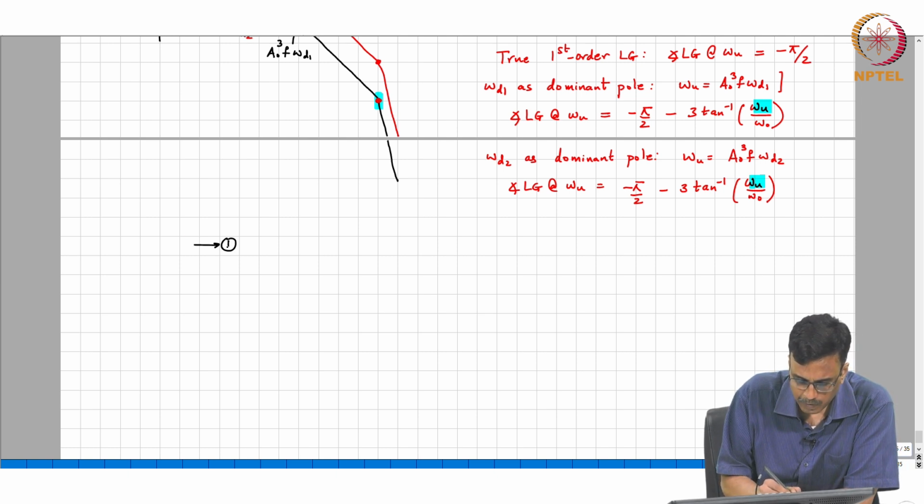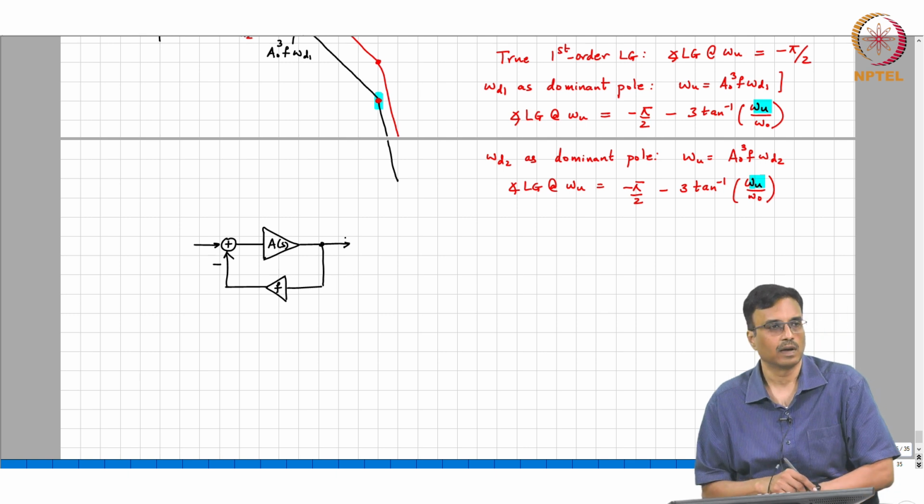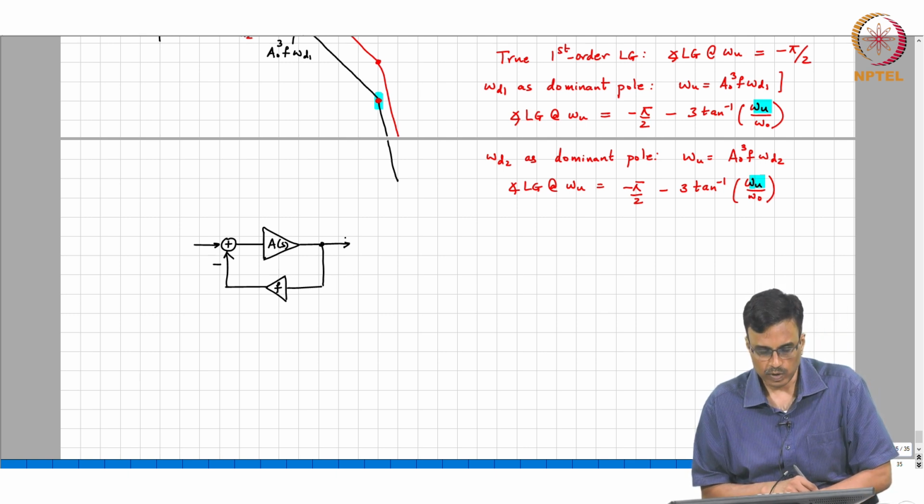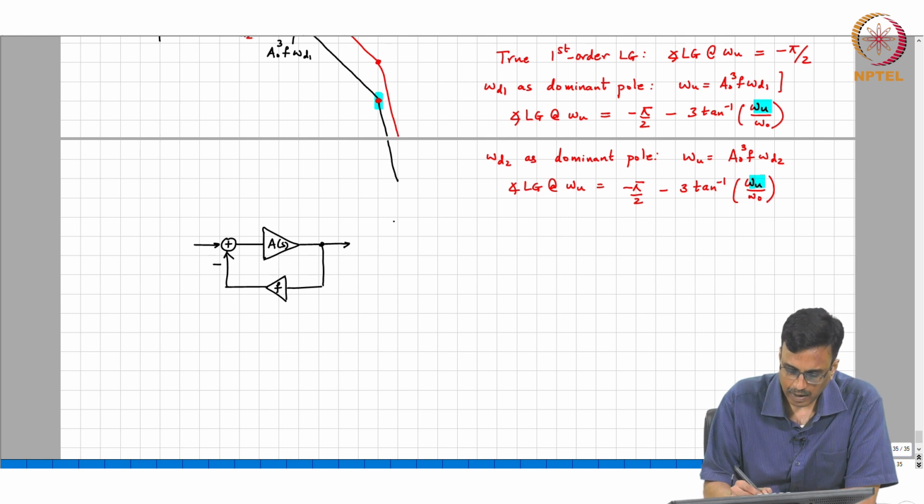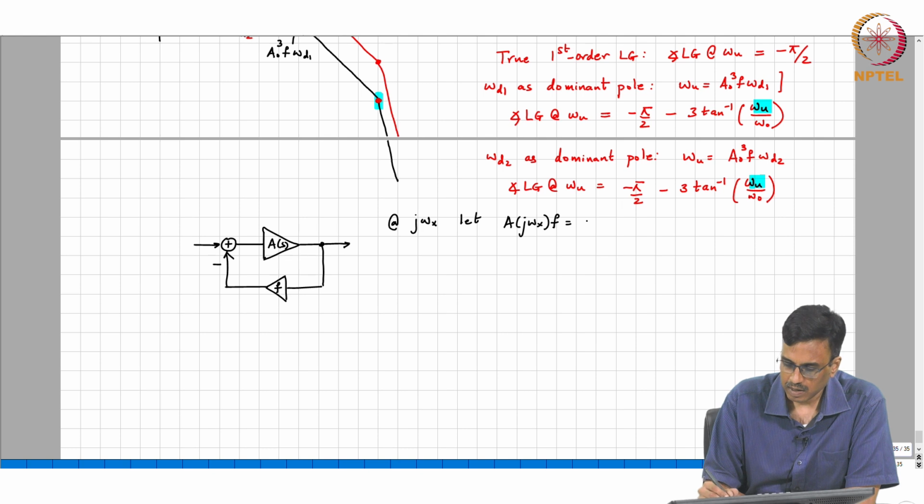So, let us say you have a system, this is the forward amplifier, this is the feedback block. Now, let us assume that at some j omega x, let A of j omega x times f be one angle 180 degrees.